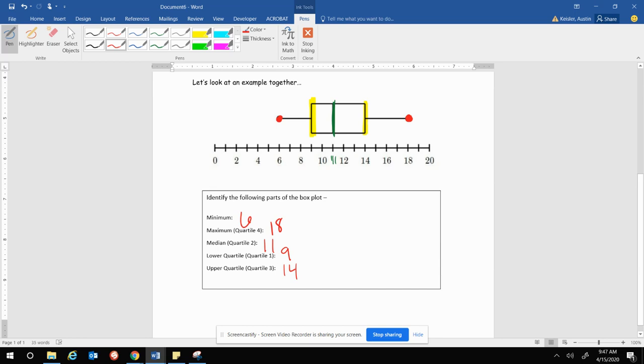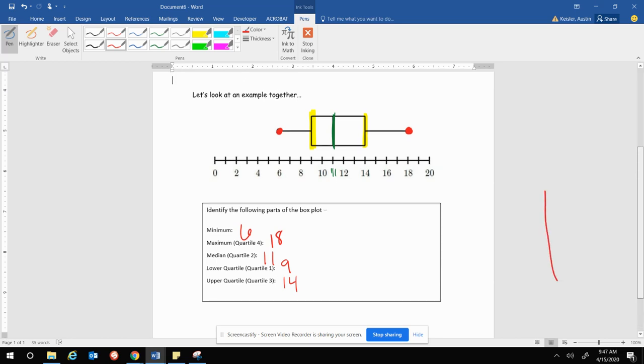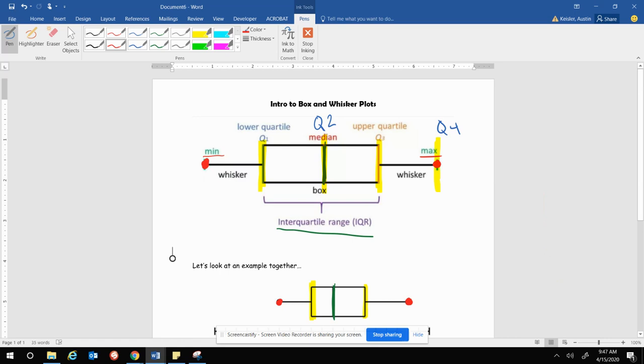So that's as difficult as we're making it today. We're not going too crazy yet. We're just literally identifying the different pieces. So like I said, I would have this part up here frozen on your screen, because it's going to help you out, help you identify some of those pieces.